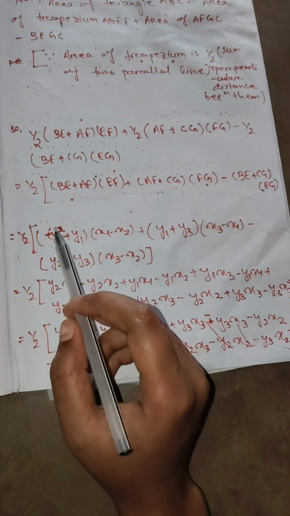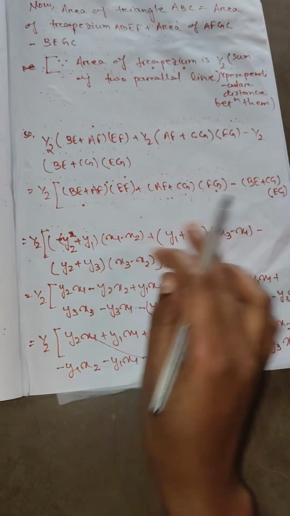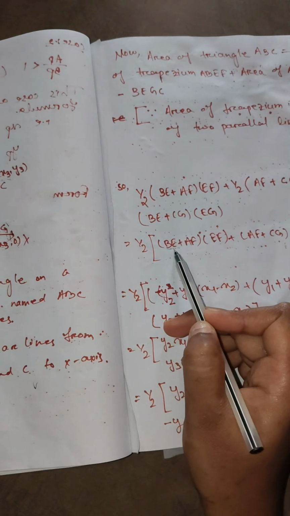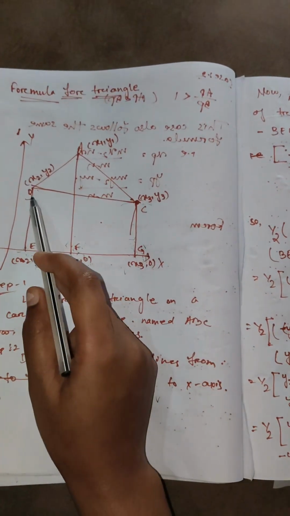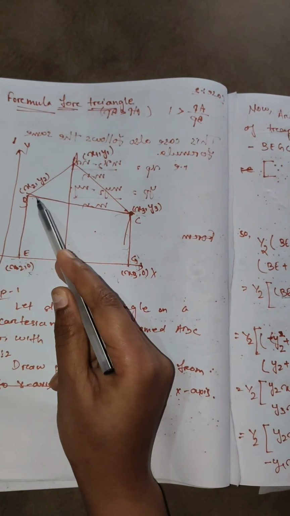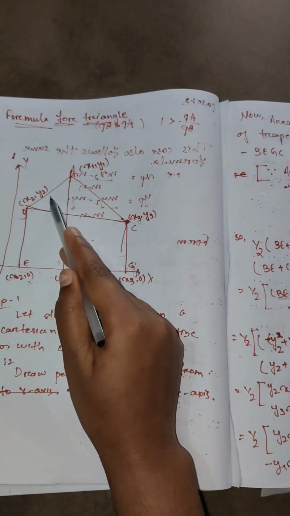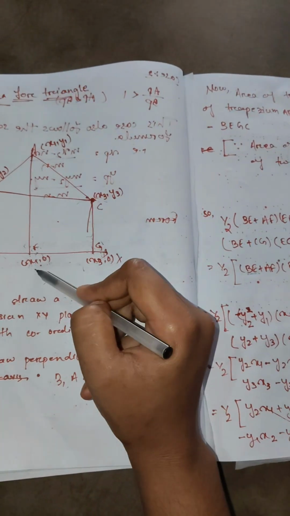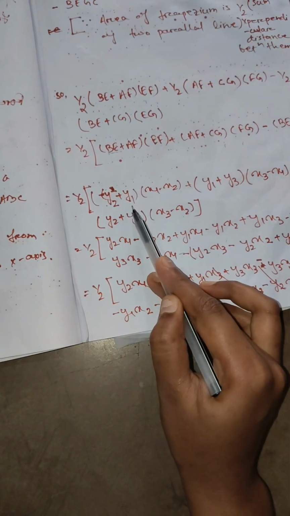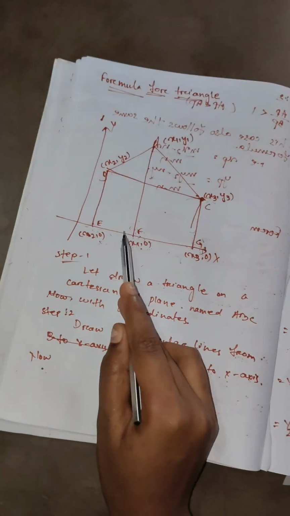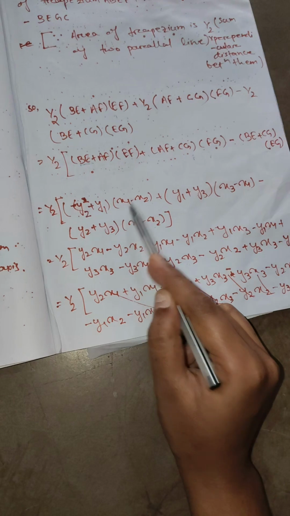taking it outside as common. BE plus AF can be written as y2 plus y1, because BE, the magnitude or the length of the line BE, is y2, as x2 is cancelled out, so BE can be written as y2. Similarly, AF can be written as y1. That's why BE plus AF is y2 plus y1. The length of EF we get as x2 minus x1.